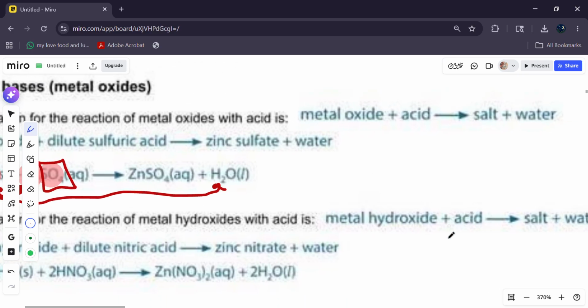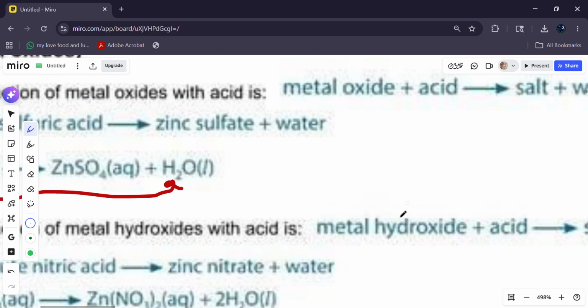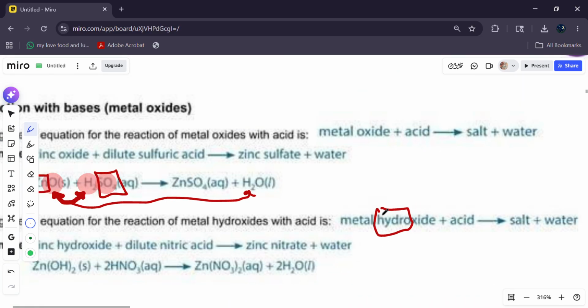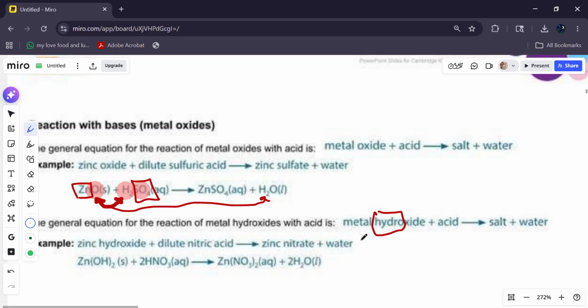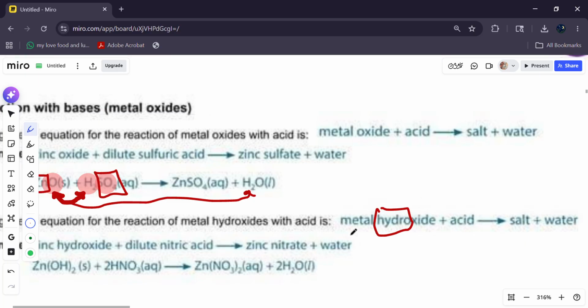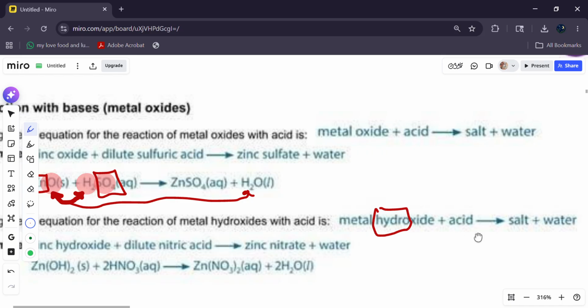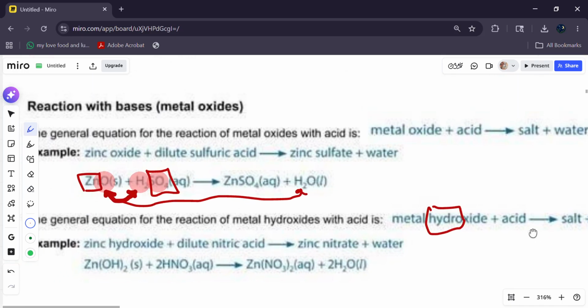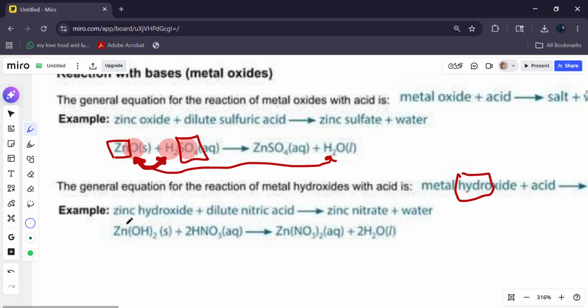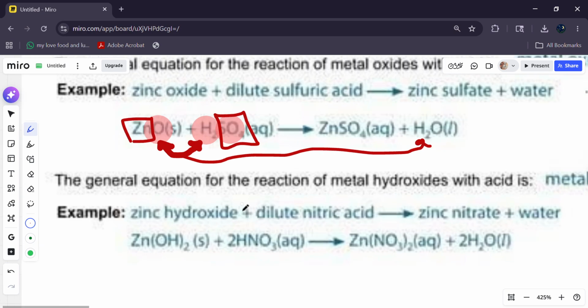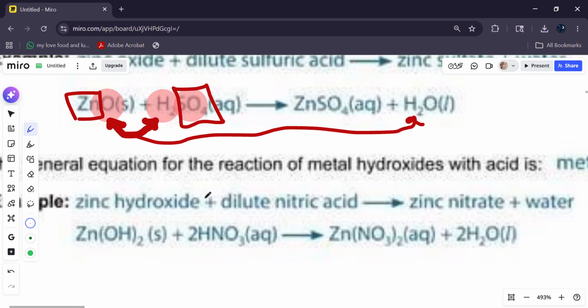The difference between metal hydroxide and metal oxide is that metal hydroxide contains hydrogen. So the word hydro in chemistry refers to hydrogen. Now this metal hydroxide, OH, when it reacts with acid, forms salt and water, just like the metal oxide. Example, zinc hydroxide with dilute nitric acid this time forms zinc nitrate and water. As you can see in the reaction, the zinc nitrate is a salt, while the water is water.